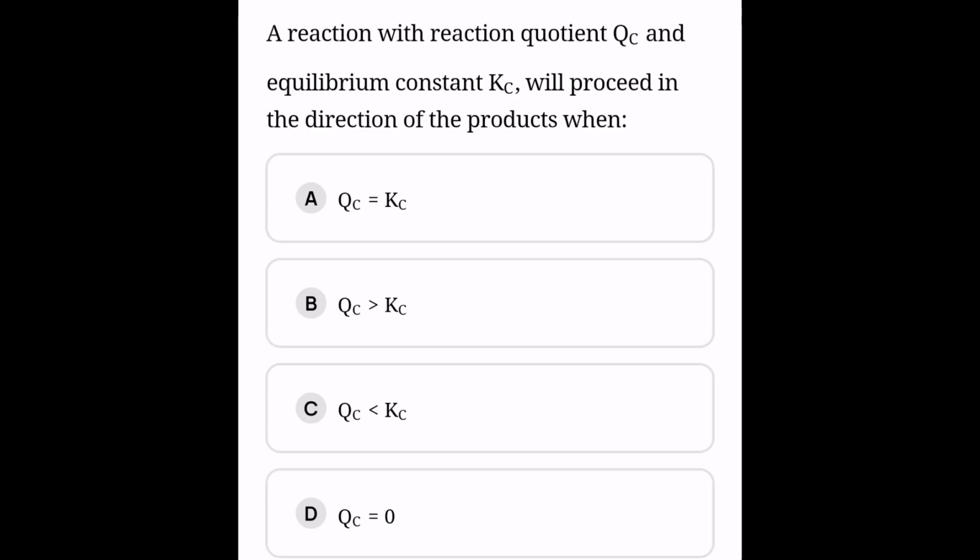In this MCQ, they are asking that we have a reaction quotient Qc and equilibrium constant Kc. So in what case the reaction will proceed in the forward direction? In what case the product formation will take place? We know that when Qc is less than Kc, the reaction proceeds in the forward direction. So the correct answer is C, in which Qc is less than Kc and reaction will proceed in the forward direction.